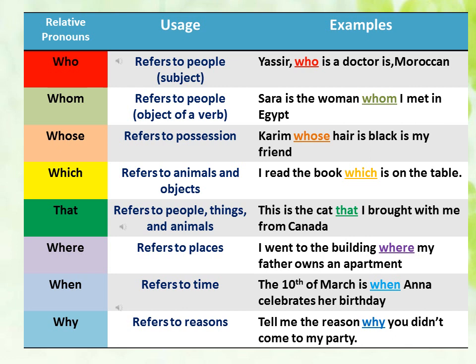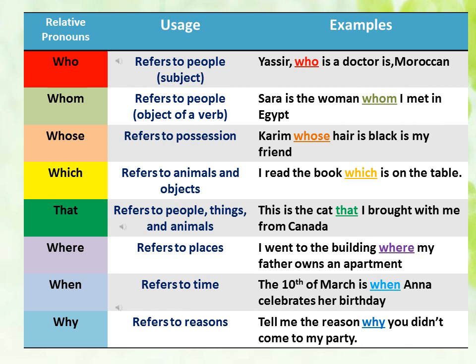The third example is whose, which refers to possession. So: Karim whose hair is black is my friend. Whose refers to the hair of Karim.